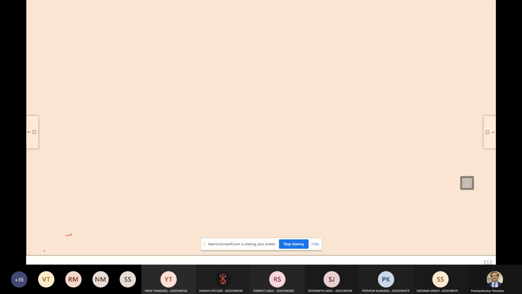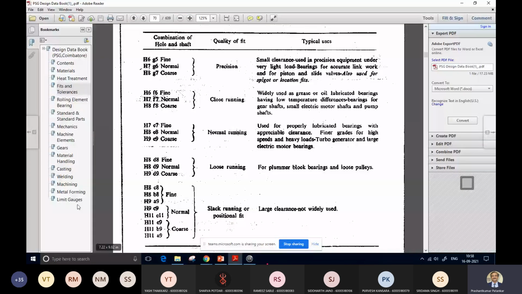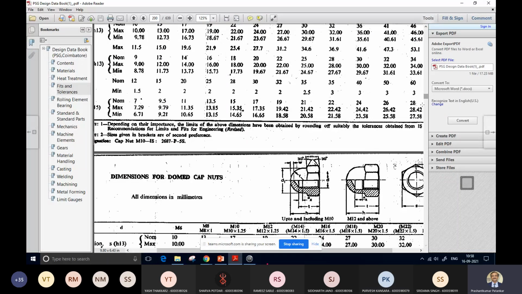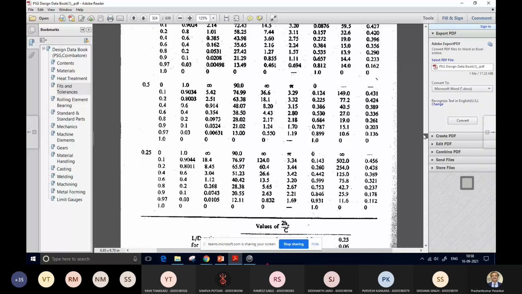Okay. Now, apart from this, as far as the formulas are concerned, right now I talked about the heat generated. Can you see this? My PSG I have shared with you. Is it visible to you? Yes, sir. Just a minute. Just give me a minute. Let me show you 2-3 formulas I want to show you.